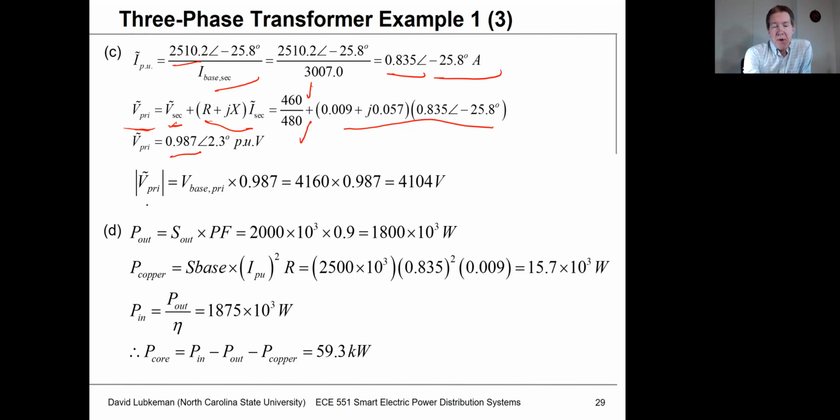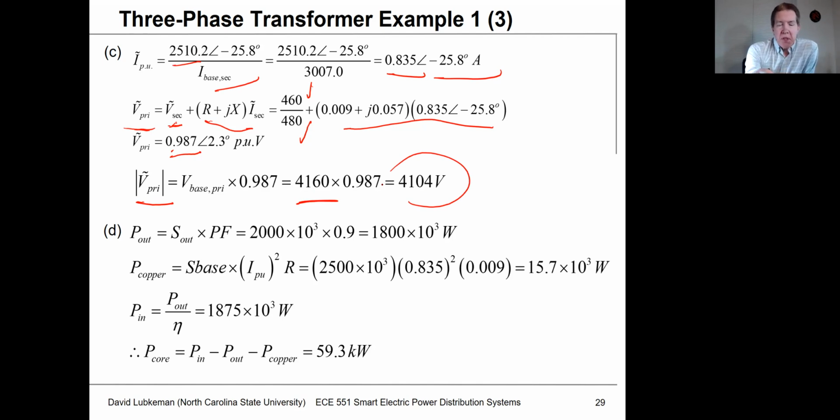And so on the primary side, if I take this 0.987 and multiply by the base of 4160, then I have 4104 for the required primary side voltage. So note in this case that we're slightly below rated because we got an actual low voltage across the secondary side.